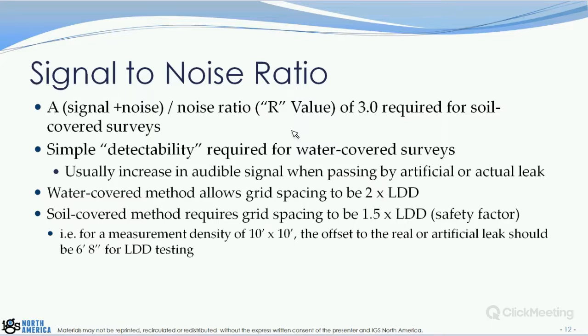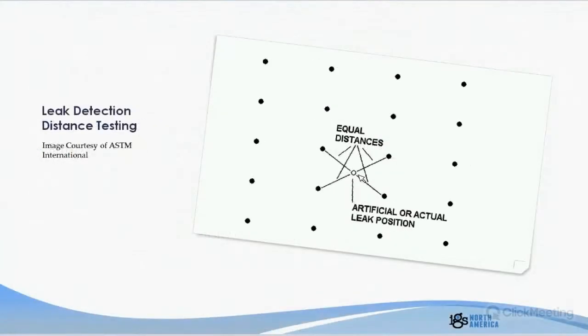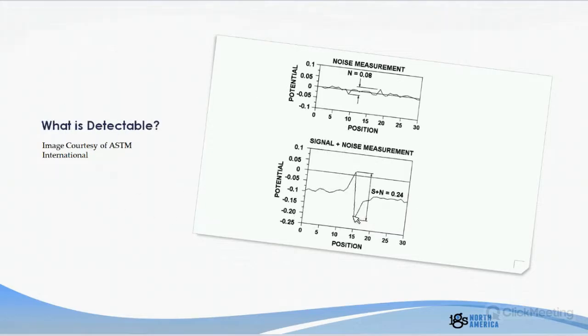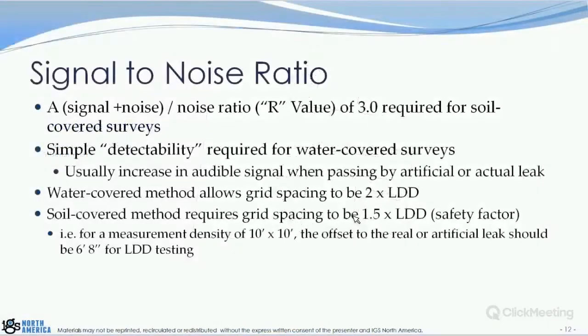So the water cover method allows the grid spacing to be twice the leak detection distance, meaning that if we go back to that graph here, if this distance away that you detect the leak is, say, 5 feet, then you can do a grid spacing of 10 by 10 because you're never going to be greater than 5 feet away. But for the soil covered method, they have a safety factor in there, and they only allow you to be 1.5 times the leak detection distance.